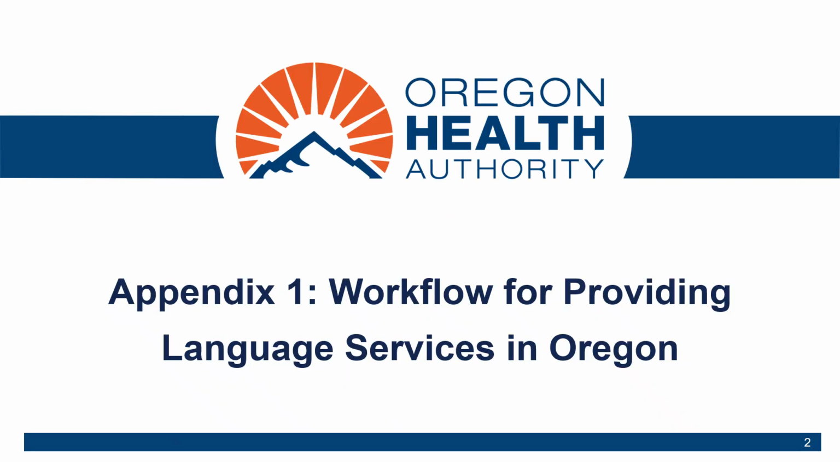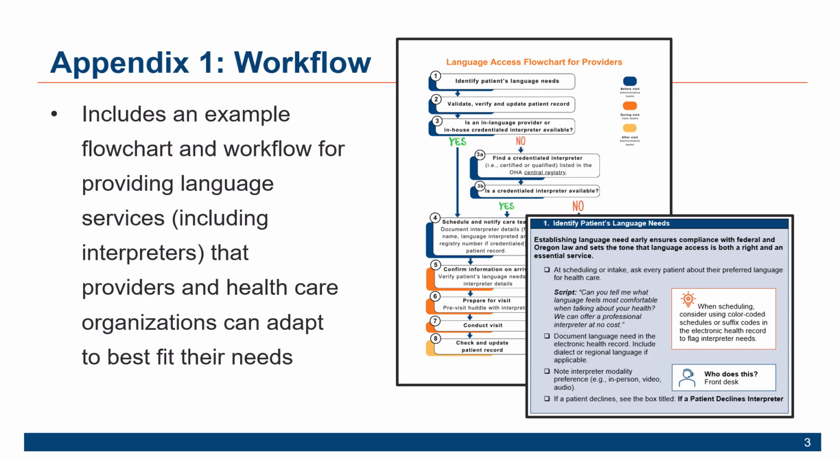This module focuses on the content in Appendix 1 of the workbook, Workflow for Providing Language Services in Oregon. Appendix 1 walks through a practical workflow that supports the use of qualified and credentialed interpreters. It's designed to be flexible. Organizations can adapt the steps based on their staffing, structure, size, or existing language access processes. Each step highlights who does what, when to take action, and how to document interpreter use accurately.